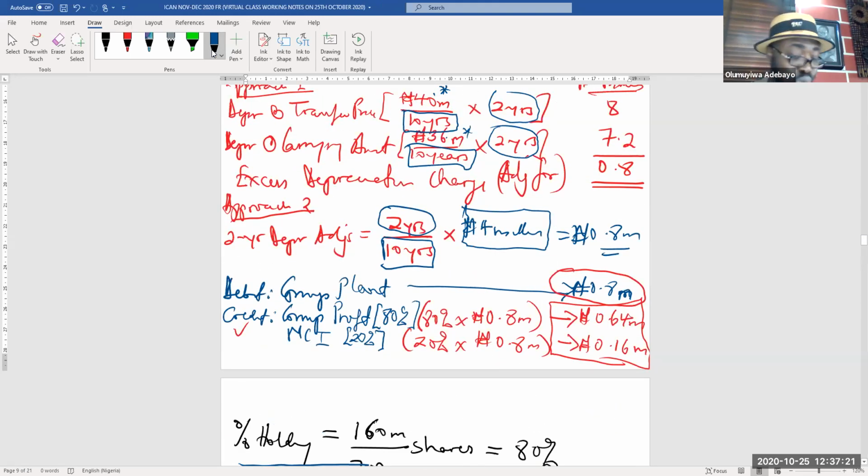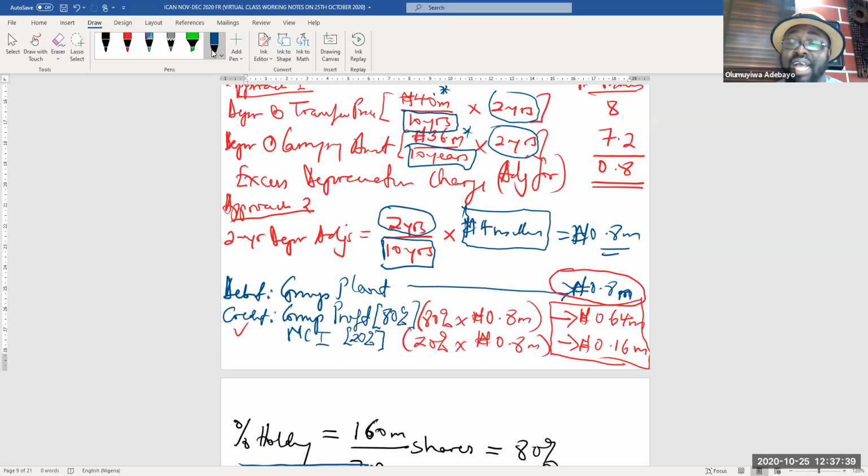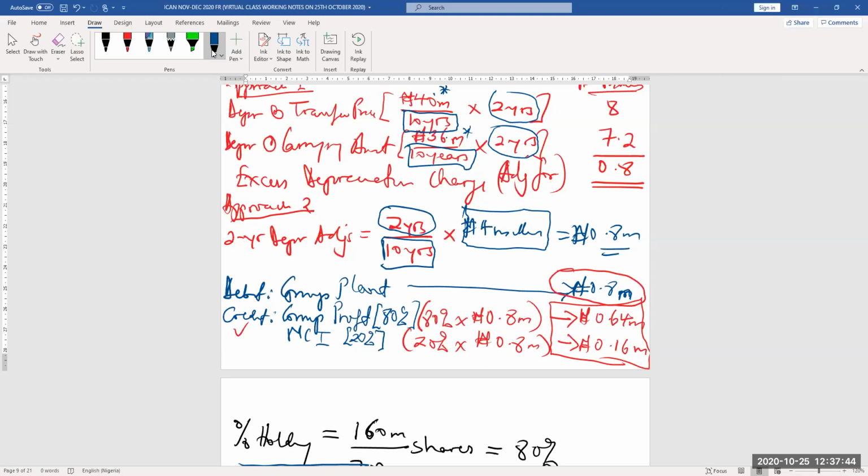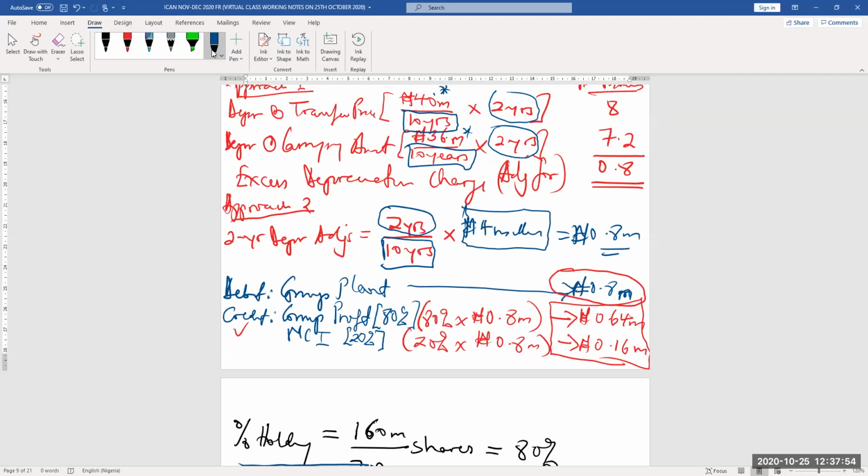And finally, depreciation also. Who is carrying the asset in his book in this question? Who can answer that? Who is carrying the plant in his book? Adekunle? Parent. Who has depreciated the plant in the book? Who has depreciated the plant in his book? The parent. I think it's Susan.